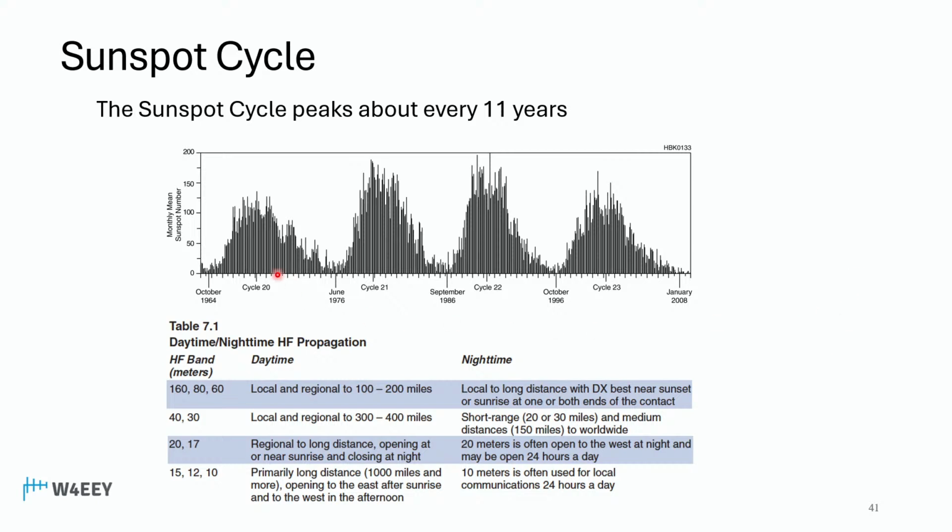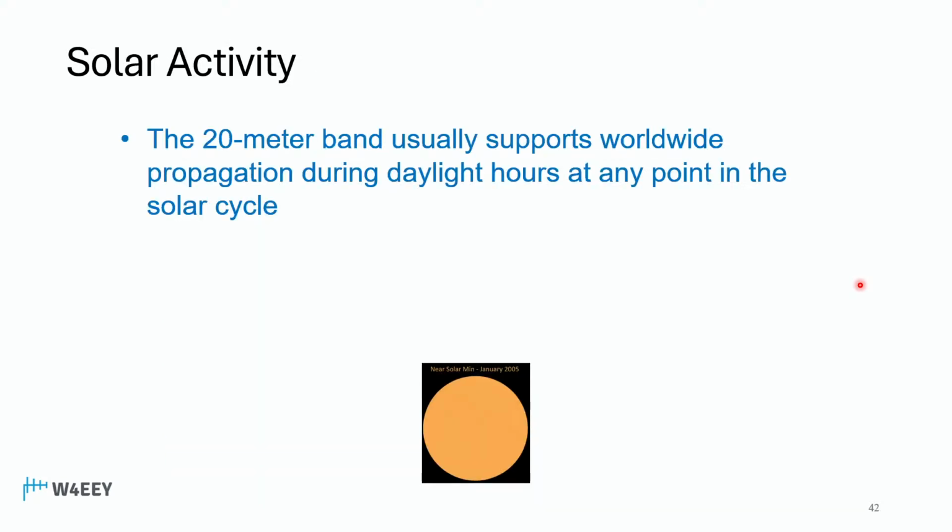Here's just a picture illustrating the 11-year cycle and some notes on what daytime and nighttime bands are good. We won't really go into that, but I just wanted to show you the repetitive nature of propagation at 11-year times. Here we got cycle 21, 22, 23, and of course we're in 25 now. Now the good thing about the 20-meter band is it usually supports worldwide propagation during daylight hours at any point in the solar cycle. So it's a wonderful go-to band when conditions aren't real great.